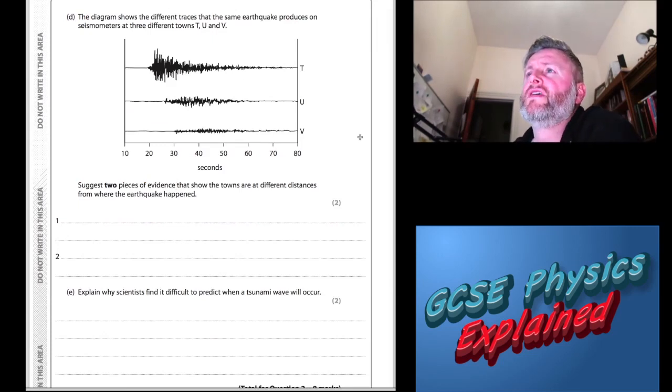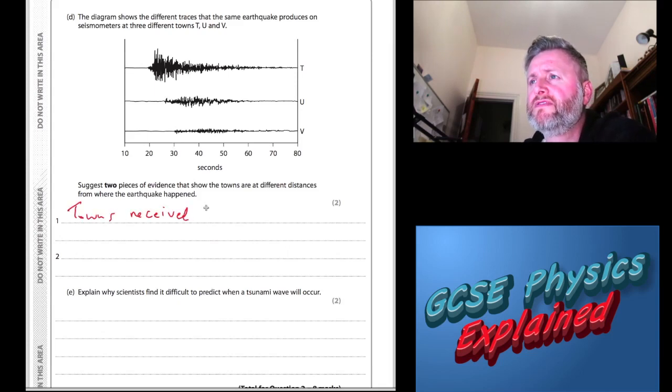The diagram shows the different traces that the same earthquake produces in seismometers at 3 different towns, T, U and V. Suggest two pieces of evidence that show that towns are at different distances from where the earthquake happened. Well, you can see town T has received the signal at 20 seconds, and U has received the signal at 25, and V has received it at 30. So the towns have received the signal at different times.